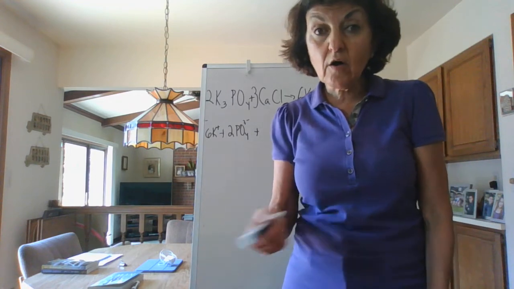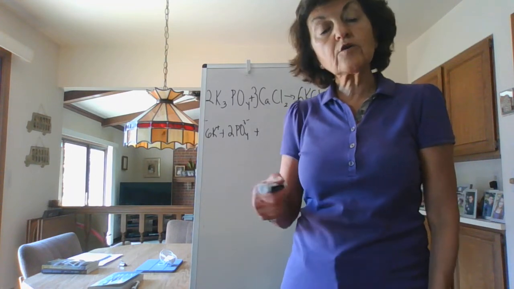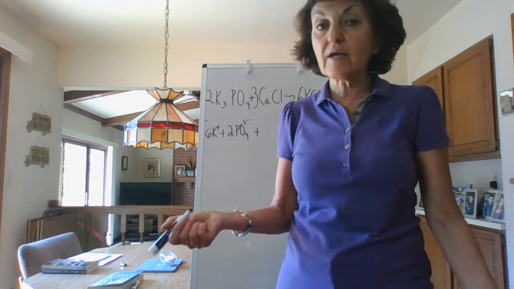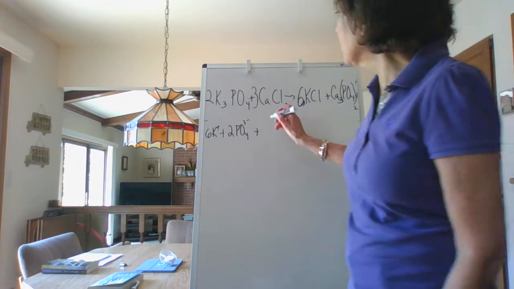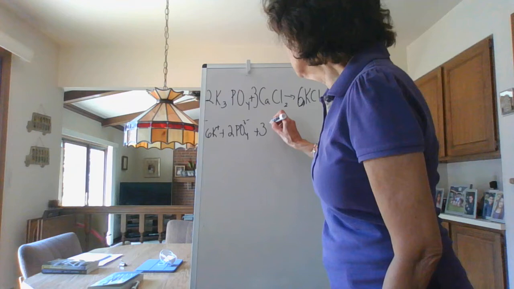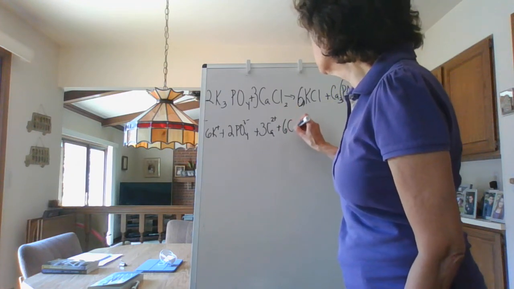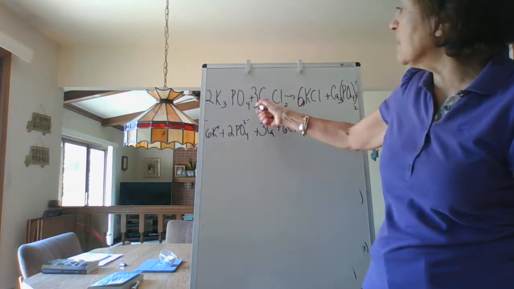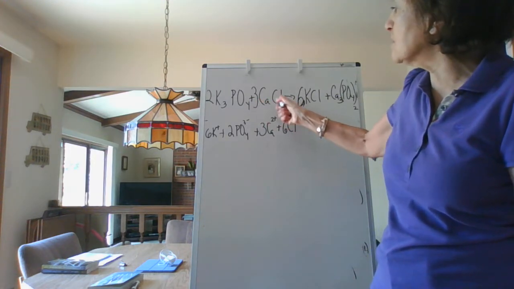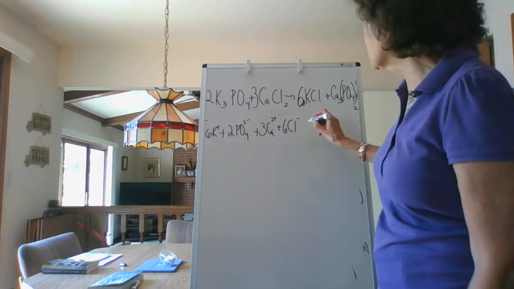Okay? Plus calcium chloride. Chlorides, we said, are all soluble unless they're hooked up to silver, mercury, lead. So the calcium is fine. So we're going to write plus 3Ca2+ plus 6Cl-. Why am I doing 6Cl-? Because I have 6. 3 times 2 is 6. Okay, good. I got this side fine.